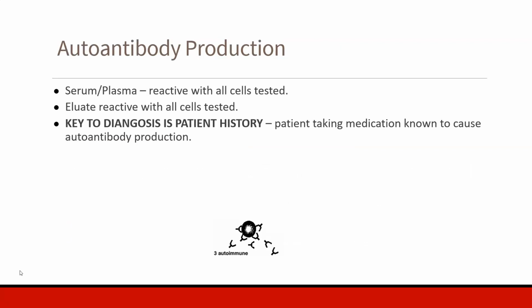The serum or plasma is reactive with all cells tested. The eluate is reactive with all cells tested. The key to diagnosis is the patient's history: the patient is taking medications known to cause autoantibody production. And as you can see, on the very bottom is a graphic of how this works, that the patient develops an antibody that, due to alpha-methyldopa, reacts with the patient's own cells and in some cases will cause hemolysis.